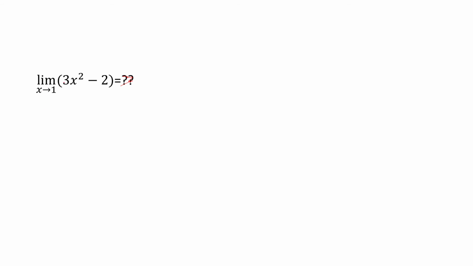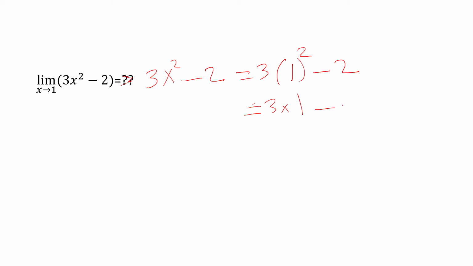Now let's evaluate the limit of 3 times x squared minus 2 as x approaches 1. First step is I'm just going to write it out, 3 times x squared minus 2. Then replace x with 1. Then simplify, simple algebra. 3 times 1 squared is just 1 minus 2. 3 times 1 is just 3 minus 2. 3 minus 2 is just 1. So we got a nice number, so I don't have to do anything else.